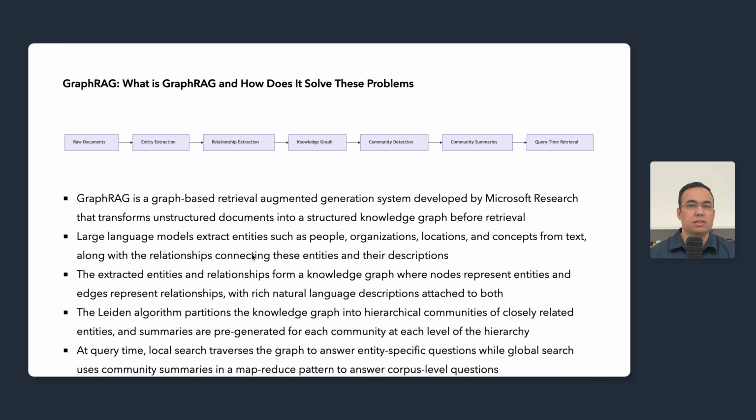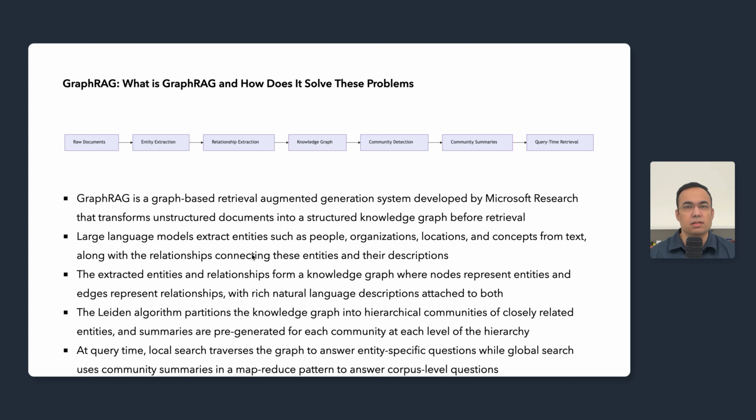But GraphRAG doesn't stop at just identifying entities. It also extracts relationships connecting these entities along with natural language descriptions of those relationships. These extracted entities and relationships form a knowledge graph where nodes represent the entities and edges represent relationships. Unlike traditional knowledge graphs that use plain triples like Microsoft acquired Bethesda, GraphRAG attaches rich natural language descriptions to both nodes and edges. This design choice is intentional because these descriptions are optimized for LLM comprehension and downstream summarization tasks. The next critical step is community detection. GraphRAG uses the Leiden algorithm to partition the knowledge graph into hierarchical communities of closely related entities.